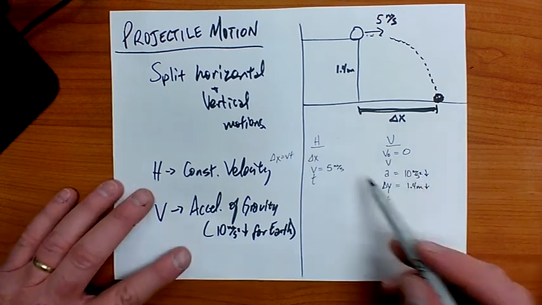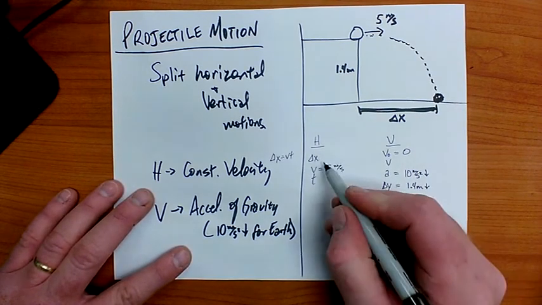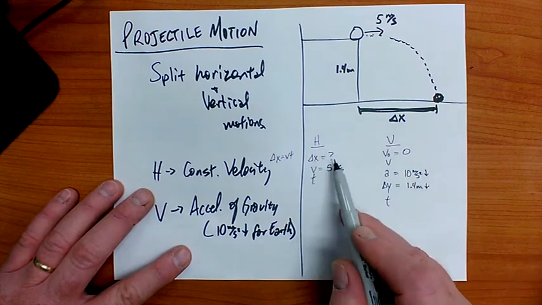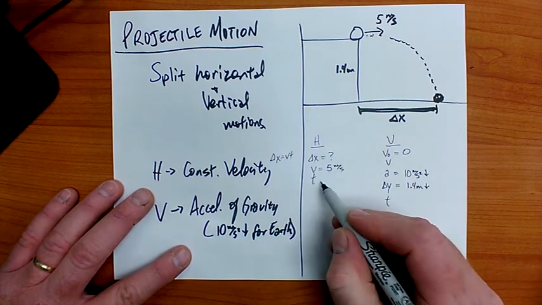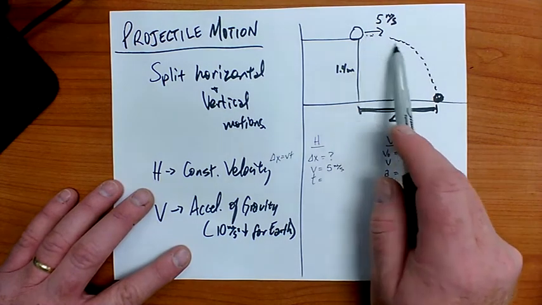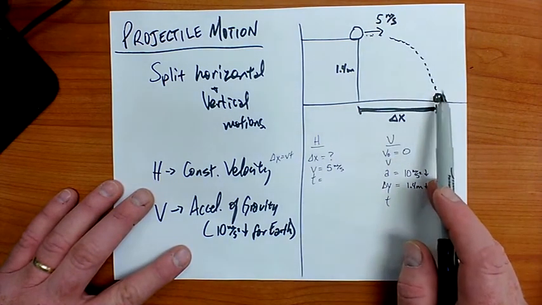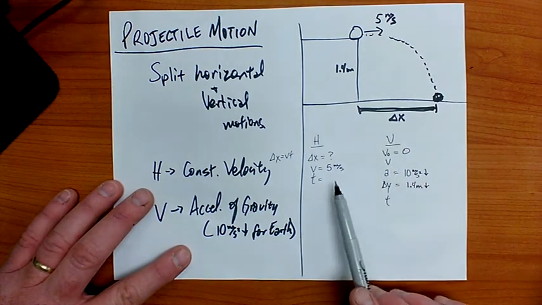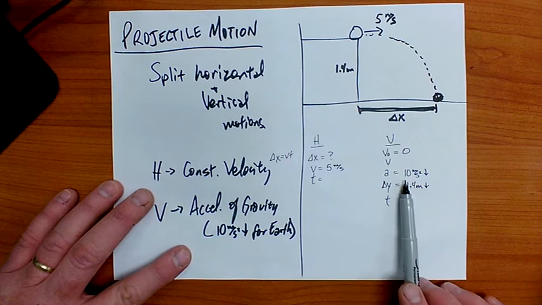So here I am. I've written everything I know. I'm ultimately looking for this delta x, the horizontal displacement. In order to find that, I'm going to need to know the time. And that's where the magic happens. The time the ball is traveling through the air horizontally is the same as the time it's traveling through the air vertically. Time is the variable that connects the horizontal and vertical motions of a projectile.